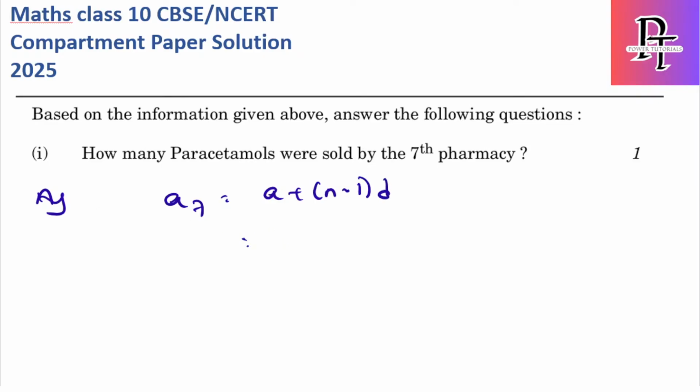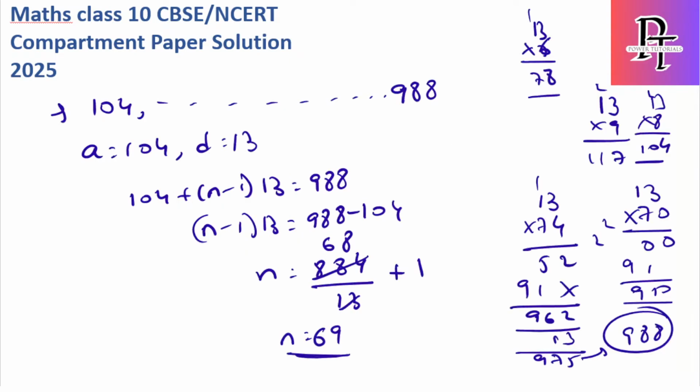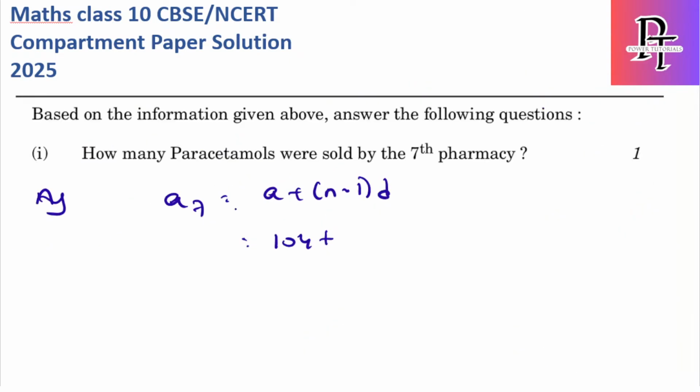So A value we have how much? A value I just wrote here, 104. So 104 plus N value we have how much? N value is 69. Wait, in this question N value is 7. So 7 minus 1 is 6. 6 into D is 13. So 104 plus 6 3s are 18, 1, 6 1s are 6, 9. So 104 plus 98. So just add these two. 8 plus 4 is 12. 1 plus 9 is 10.